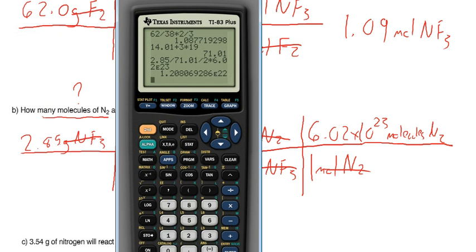I must use the correct number of significant figures. 1, 2, 3 is what was given in the original measurement, so I'll use 1, 2, 3. So we will call this 1.21 times 10 to the 22nd molecules of nitrogen.